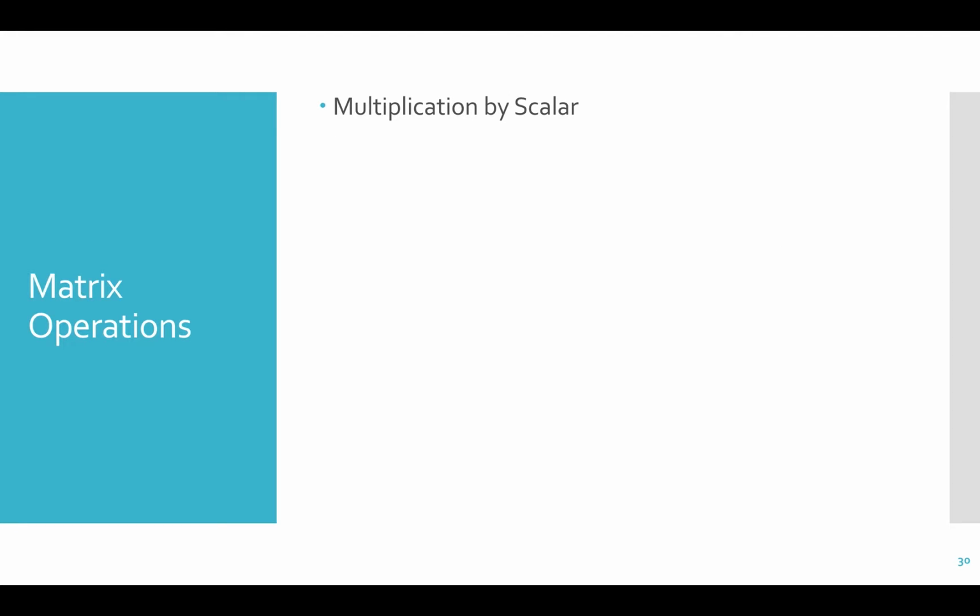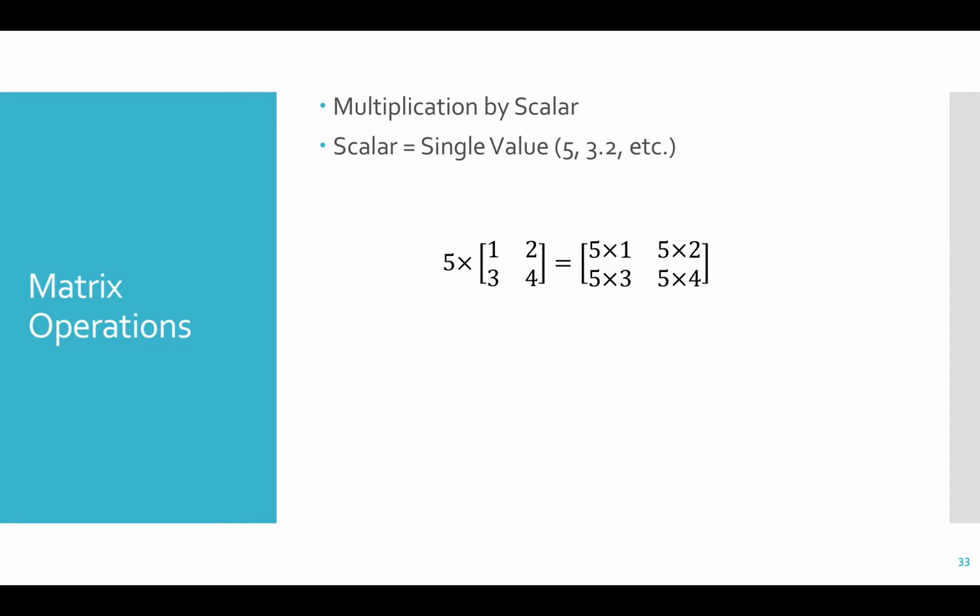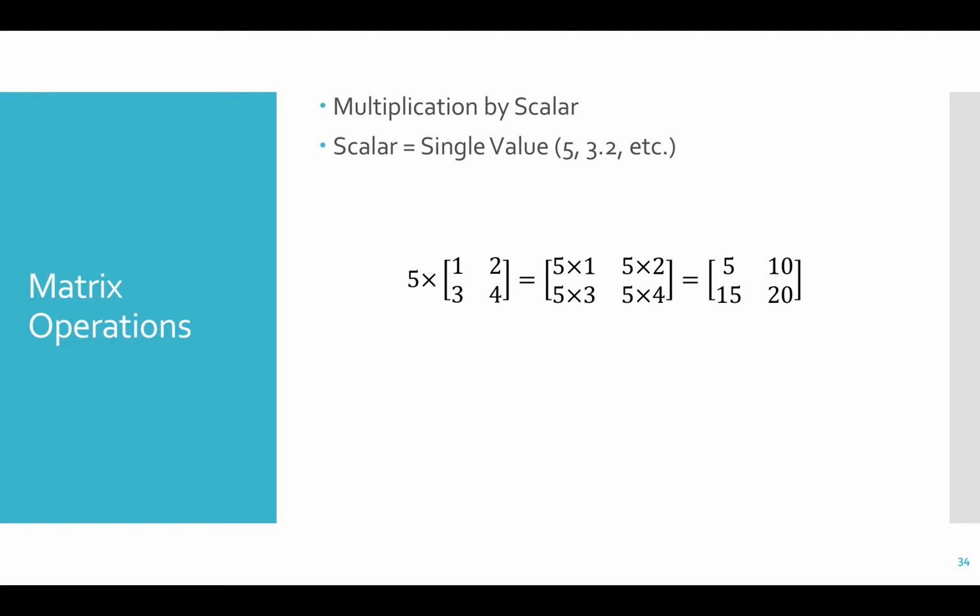Before we go into matrix multiplication, we're going to do multiplication by a scalar. A scalar is just a single value like 5 or 3.2 or literally any other single value. And so you can multiply a scalar by a matrix, and all you do is you take that scalar and you pull it into all elements of the matrix. And so in this example, we would pull the 5 in and multiply it by each individual element of the matrix, and we would get the resulting matrix.